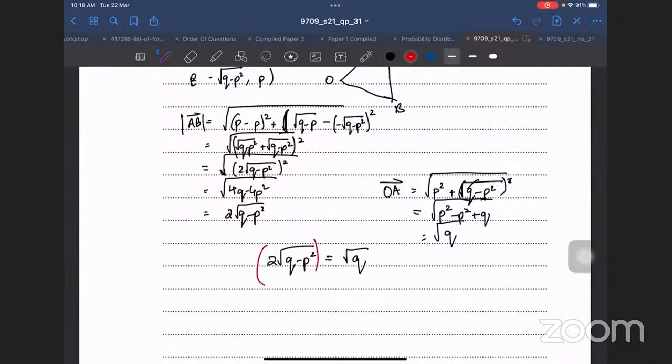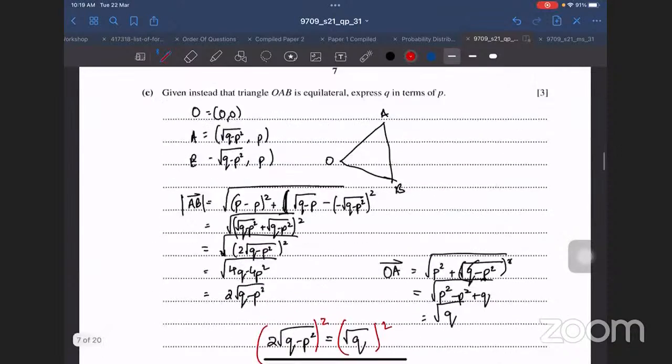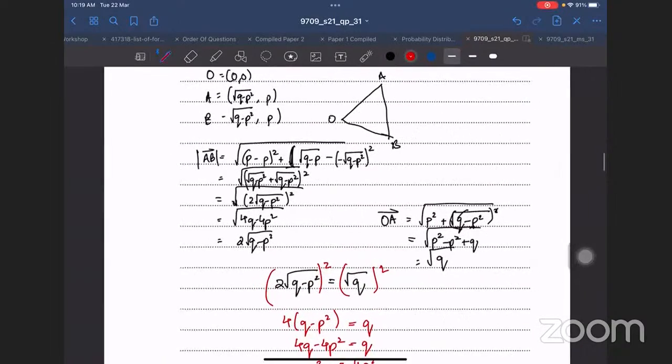Squaring both sides gives me 4 times q minus p square. It's an exhausting question. 4q minus 4p square equals q. I get 3q equals 4p square, so q equals 4p square over 3, in terms of p. Okay, I just found out two distances and I equated those two.